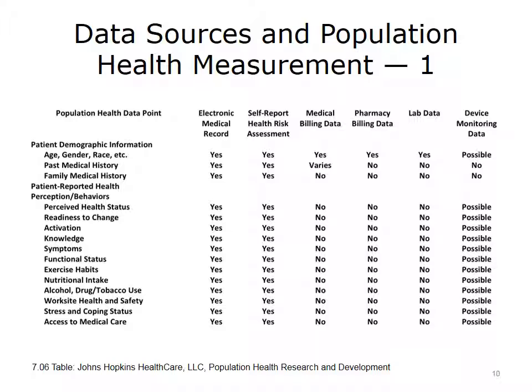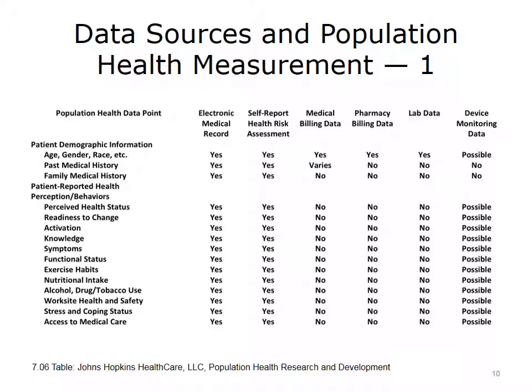This table provides a review of data sources for measuring population health. In the column headers are the sources: EMRs, self-reported risk assessments, medical billing, pharmacy billing, labs, and monitoring devices. The types of data that can be gleaned from these sources comprise the row headers, which can be subdivided into 4 general categories: patient demographic information and patient-reported health perception and behaviors, shown on this slide, and patient health outcomes and utilization and cost types, shown on the next.